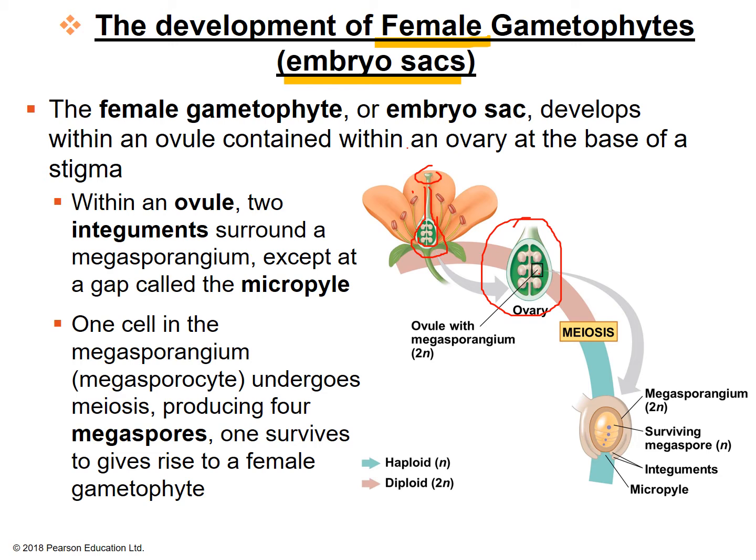Within an ovule, two integuments surround the megasporangium, except at a gap called the micropyle. One cell in the megasporangium, the megasporocyte or the megaspore mother cell, undergoes meiosis, producing 4 megaspores. One survives and gives rise to the female gametophyte. The other 3 will disintegrate.